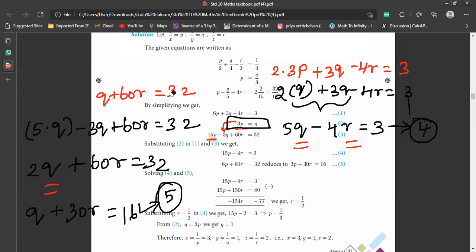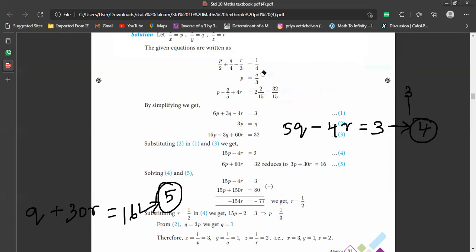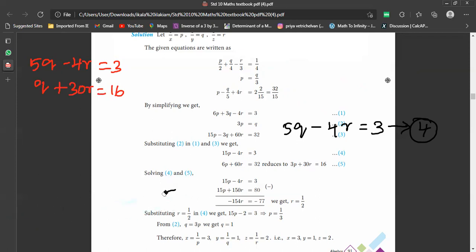Let's solve the equation 4 and 5. We'll try to find the value of Q or else R. So fourth equation is 5Q minus 4R equal to 3. The fifth equation is Q plus 30R equal to 16. So how can we change this? How can we simplify this?